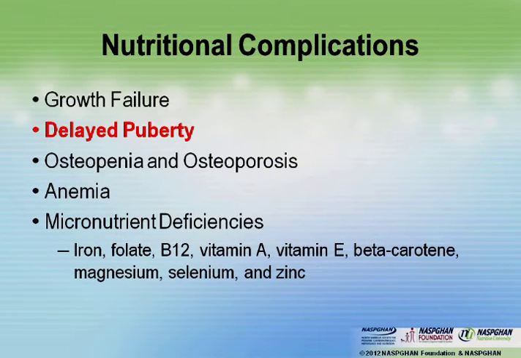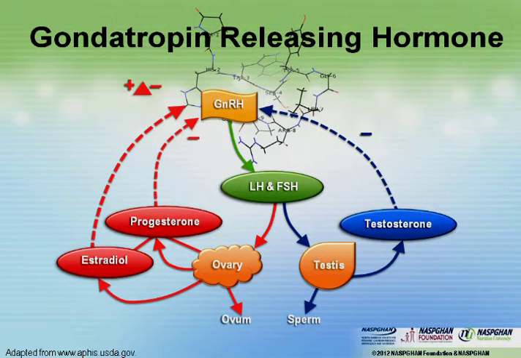So what about the impact of the nutritional complications resulting in delayed puberty? This schematic demonstrates what normally happens with gonadotropin releasing hormone. It's released by the hypothalamus, leading to production of LH and FSH by the anterior pituitary gland, which has an effect on the ovaries, leading to progesterone and estradiol production, and in the testes, testosterone production.